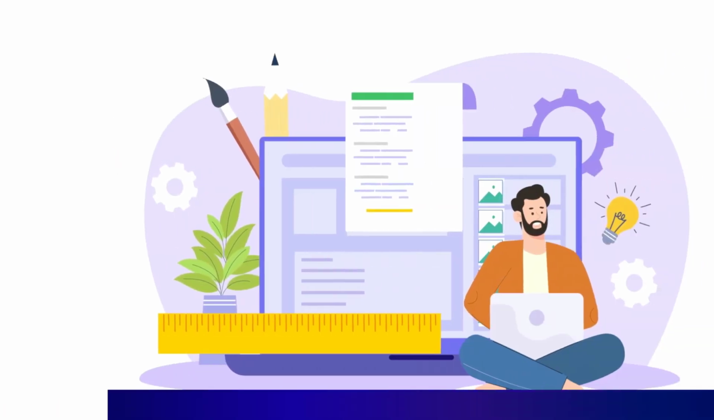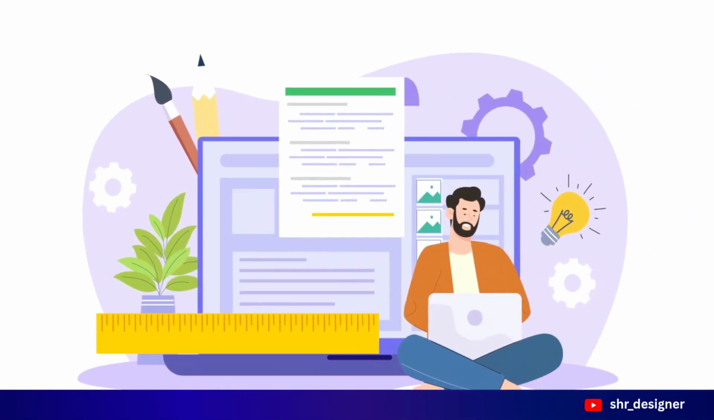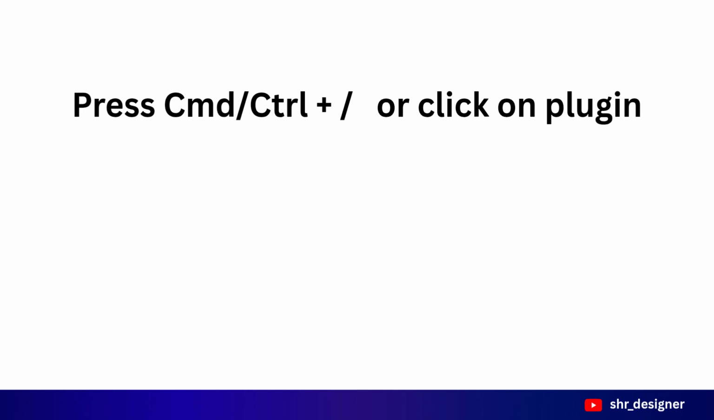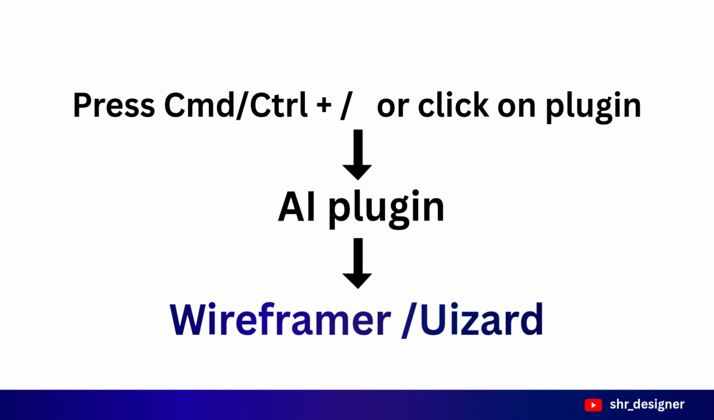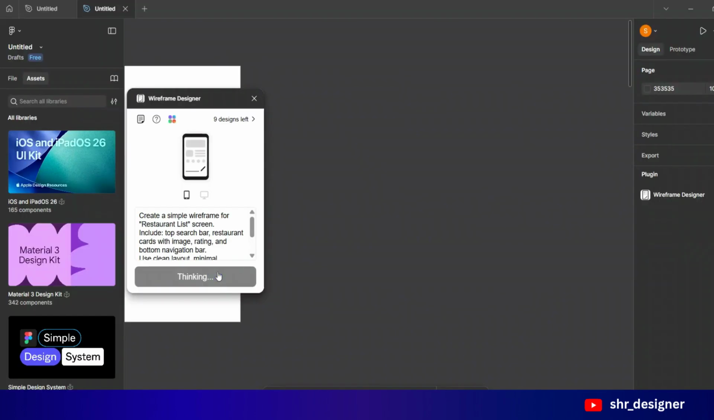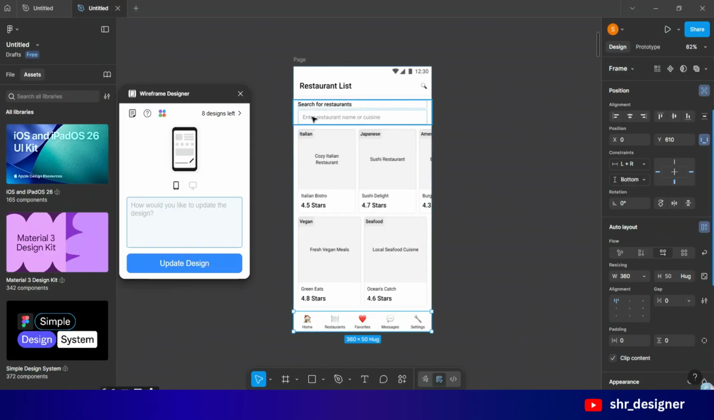Now let's give structure to our story. Press Ctrl or Command plus backslash in Figma. Search your AI plugin, for example, Wireframer or Wizard, and paste your next prompt. Click Run and watch the magic. AI instantly creates rectangle shapes, icons, and even the rating option too.